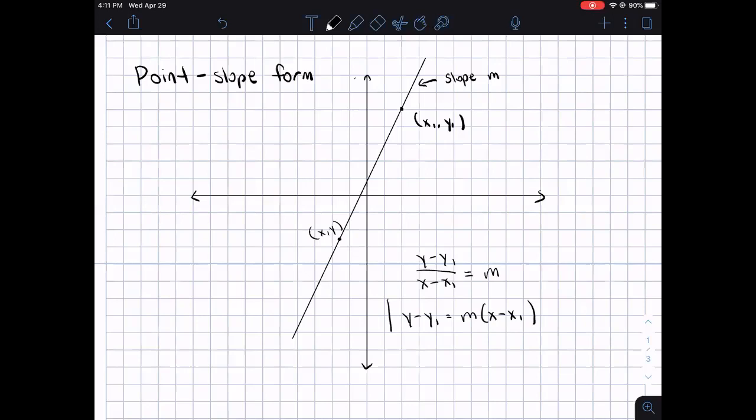So this is a really useful formula. Given a point and the slope, we can find a line. And Hansen already said this in the chat.